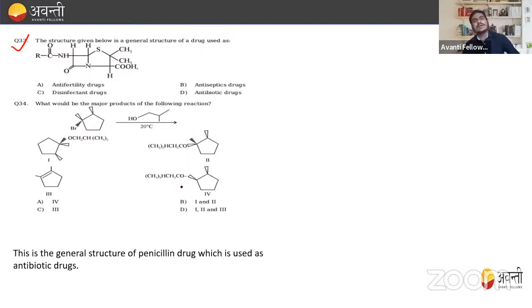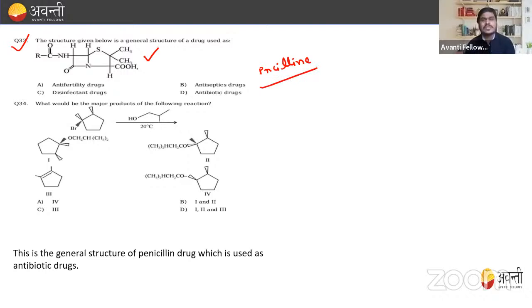So what does the question ask, beta? The structure given below is the general structure of the drug used as... So from this given diagram, just identify which has this type of structure, beta. Yeah, that is penicillin. Penicillin is a very, very common antibiotic, and this diagram is for penicillin, right? This is a very common diagram.